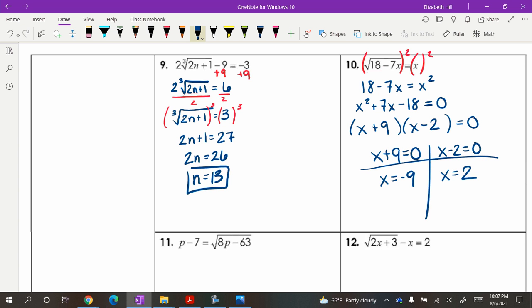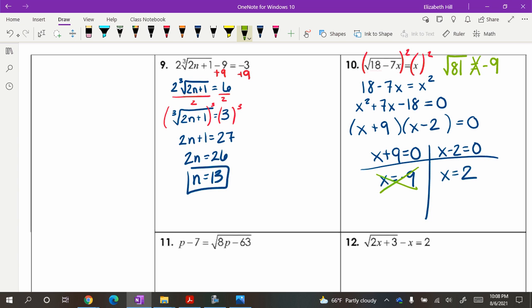Now, when I go ahead here, and some of this you might be able to just look at your answers and figure out which one doesn't work. But if we take 18 minus 7 times negative 9, what I get here is 81. Now, does the square root of 81 equal x? In our case, x equals negative 9. Here, it does not. The square root of 81 equals a positive 9. So that tells us that negative 9 is not a solution.